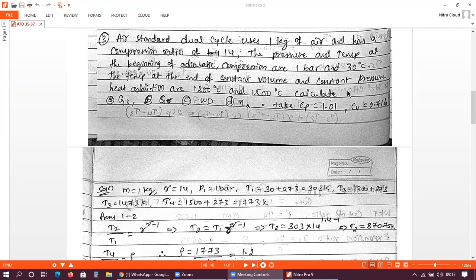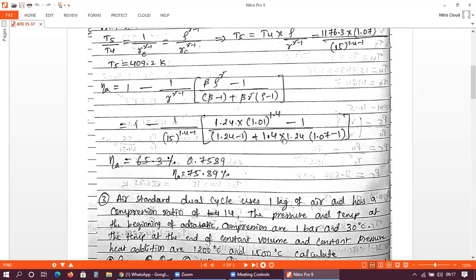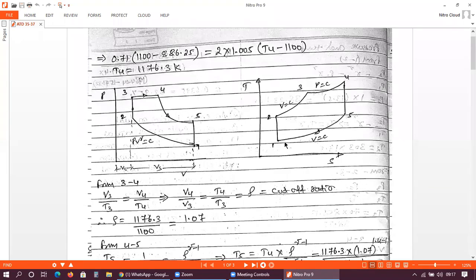So I will show you the PV diagram, then you can easily understand that part. Okay, I will show you the TS diagram as well as the PV diagram of the previous problem. It is similar to this only. As you can see, this is the PV diagram. Point 2 to 3 is the constant volume process. During this process, the maximum temperature is how much?